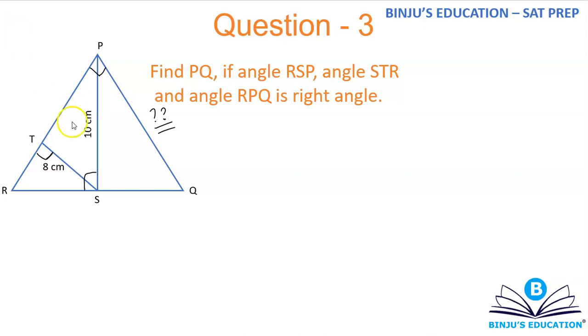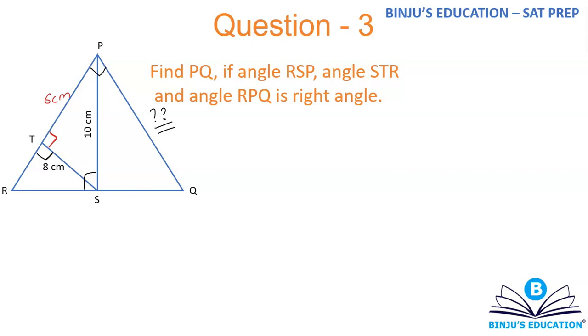So let's concentrate on TPS. This angle is 90. If I use the Pythagoras theorem, I'll get PT to be 6 centimeters, because PT square plus TS square will be equal to PS square. So 8 square plus 6 square is equal to 10 square. Everyone knows that, nothing new in that.